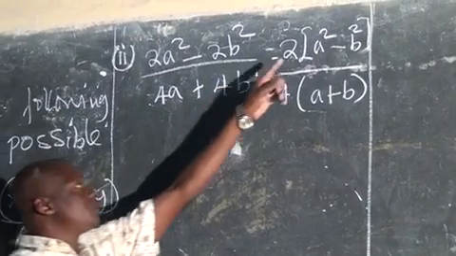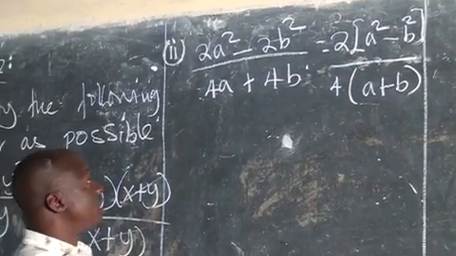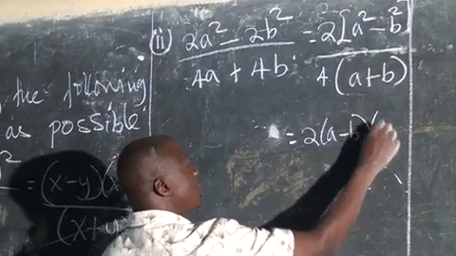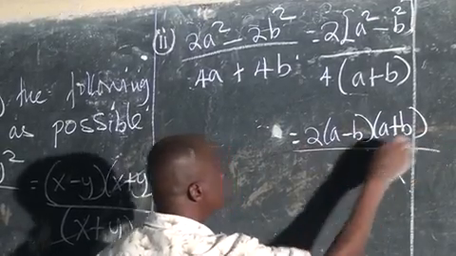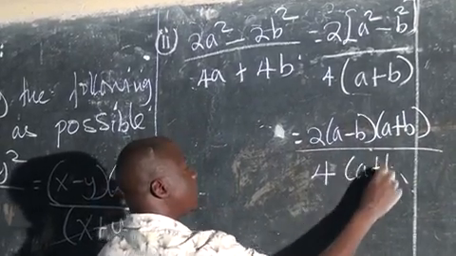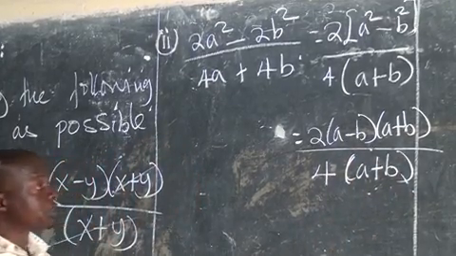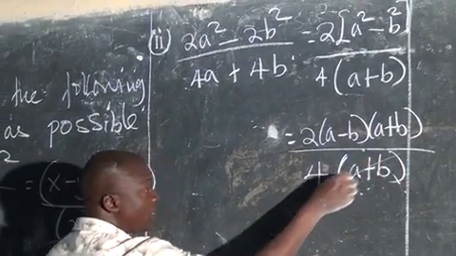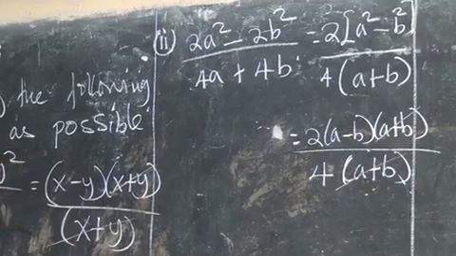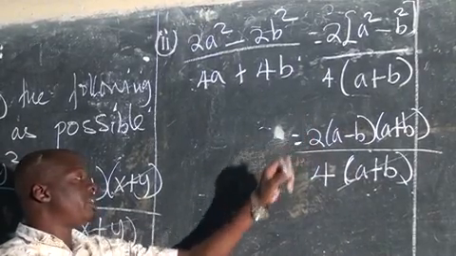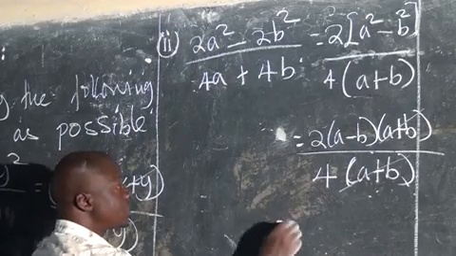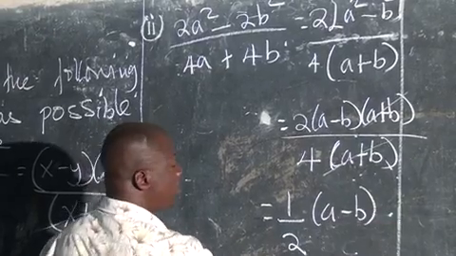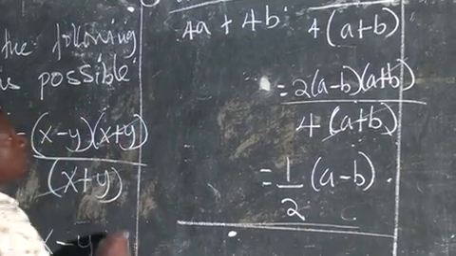Let us look at this. It calls for application of difference of two squares, which gives 2 into a minus b, then a plus b, all over 4 into a plus b. We can reduce. I can see this one goes with that. Here, 2 into 1, and 2 into 2. So the answer is a half into a minus b.